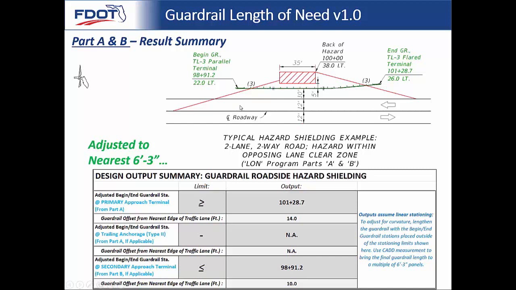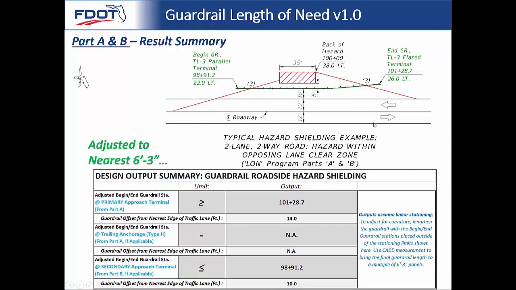So the idea is that we provide a range. And if you provide your guardrail in the plans outside the limits of this range, so the starting and stop points are outside of this range, so they would be greater than or equal to 101 plus 28.7 or less than or equal to 98 plus 91.2, that would be your start and your stop points. Then that's considered acceptable. That meets your length of need requirements. And so what you would do is in your plans, you draw your guardrail to outside of these range limits. And that gives you some flexibility because when you extend your guardrail to go to the nearest 6'3" panel, you can go one way or the other.